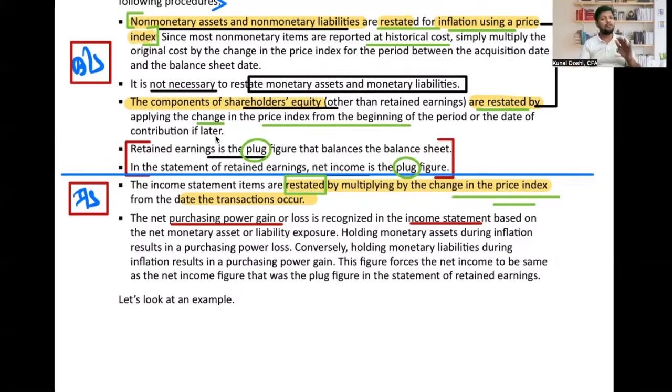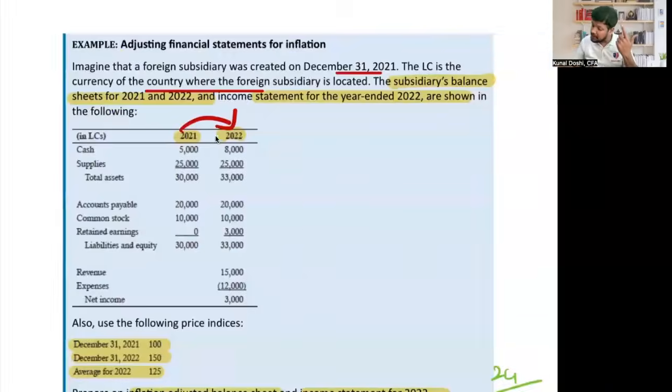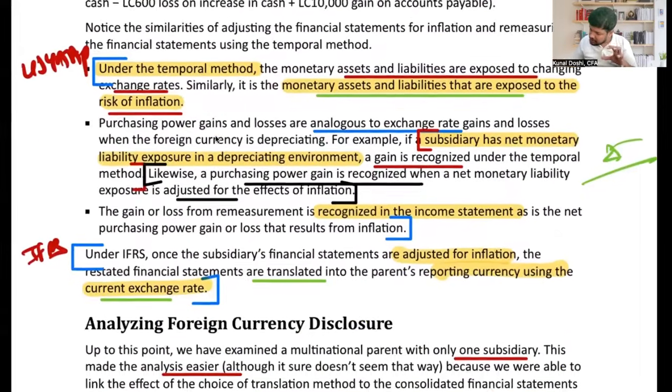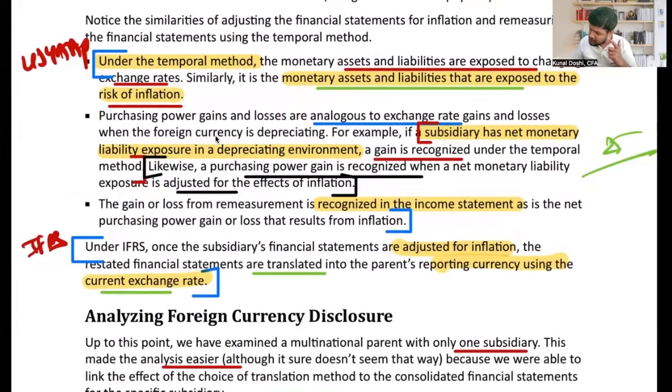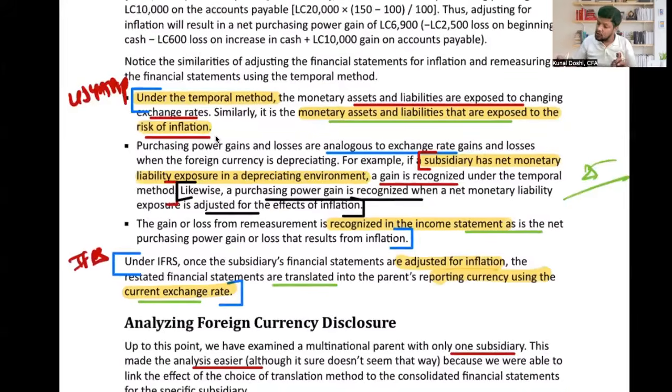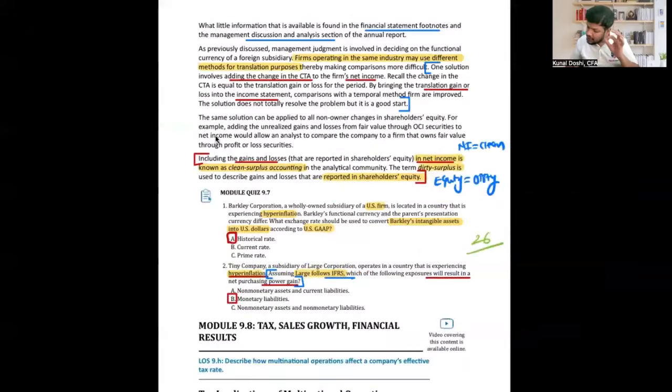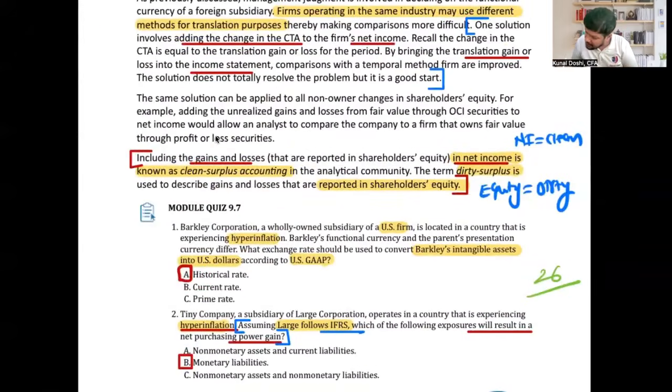US GAAP says no. First, you do what? US GAAP uses the temporal method. So remember, under the temporal method, okay, purchasing power gain and loss is recognized. Okay, this is what we discussed. So US GAAP uses the temporal method. IFRS requires, number one, restatement, and then it uses the current rate method. All right. This is with regard to inflation that we need to take into consideration. Okay. One important term that you need to remember is clean surplus accounting.